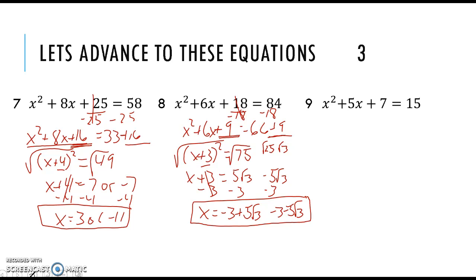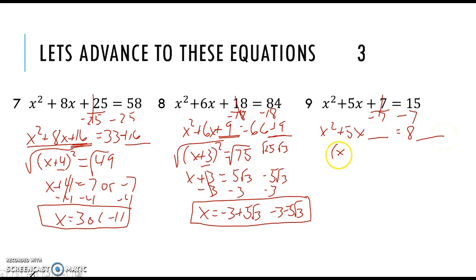If we move on and take a look at number 9, again, it's not a perfect square trinomial. I'm going to get rid of the 7. I'm going to subtract 7 from both sides. So I'm going to have x squared plus 5x. I'm going to leave a space here. And that equals 15 minus 7 is 8. And I'm going to leave a space here.